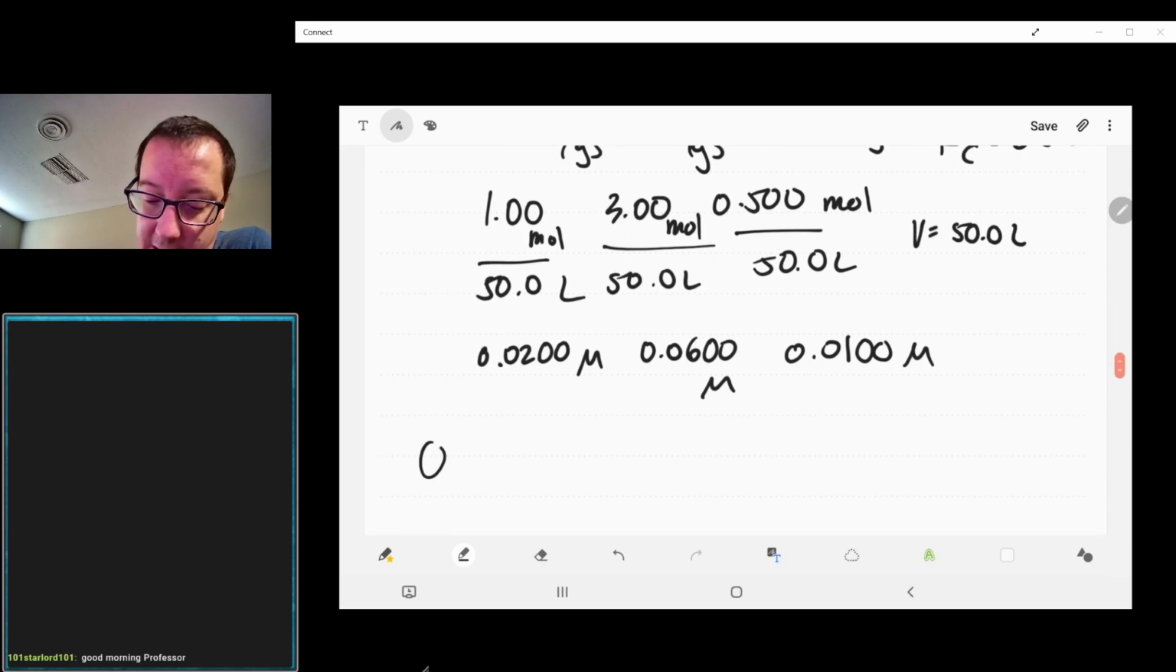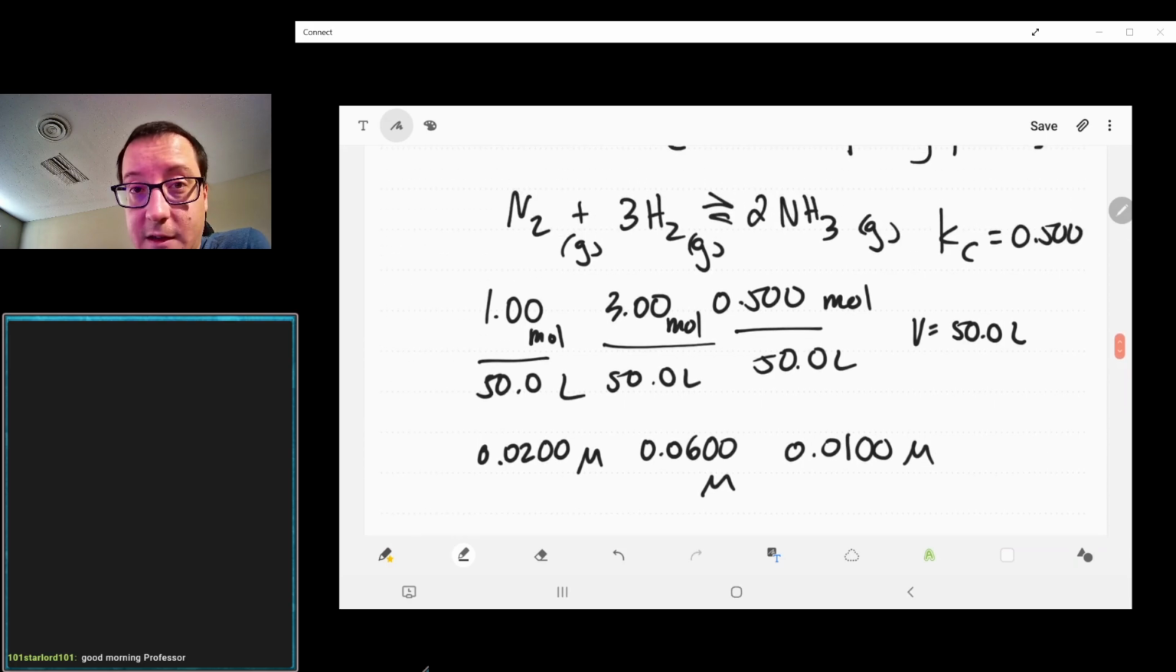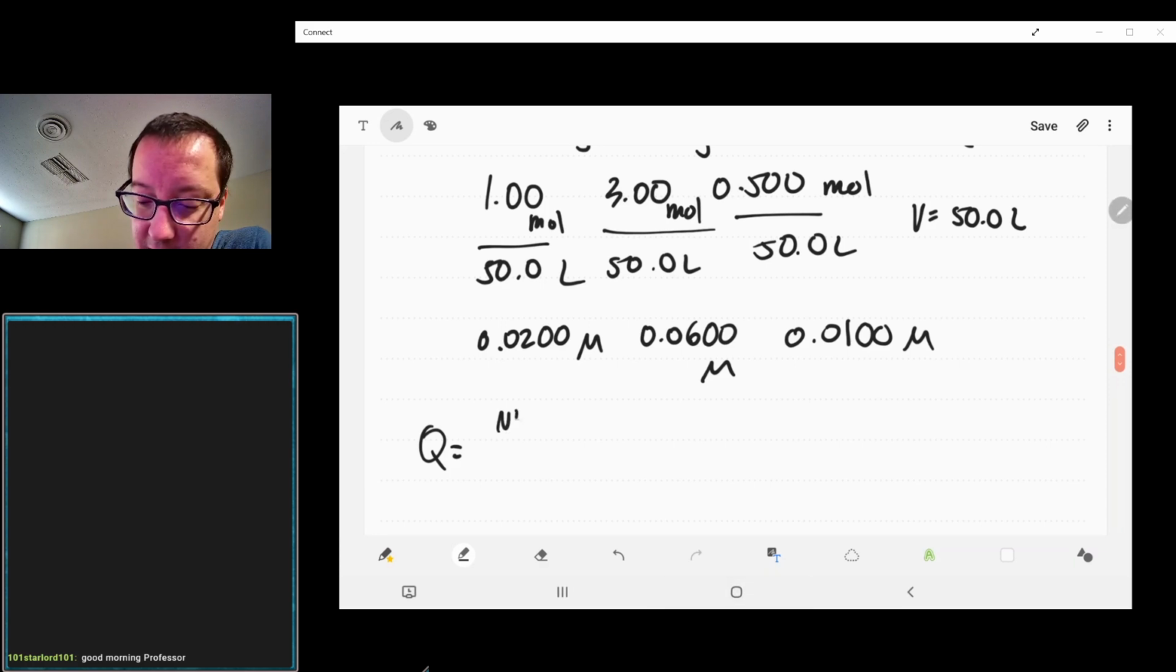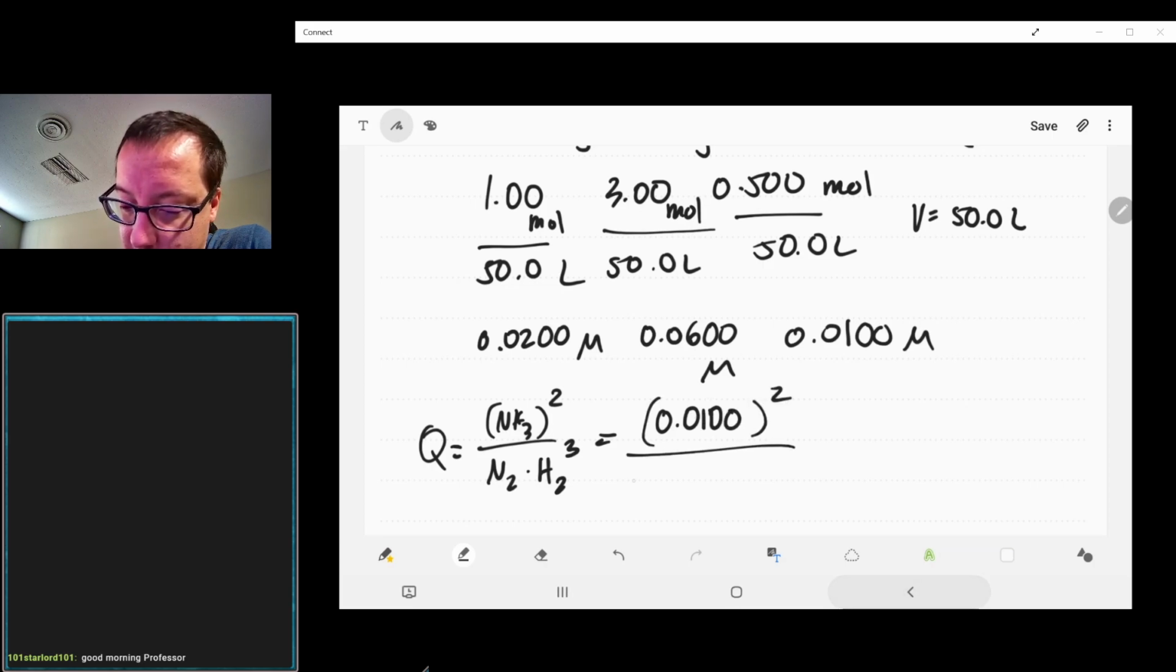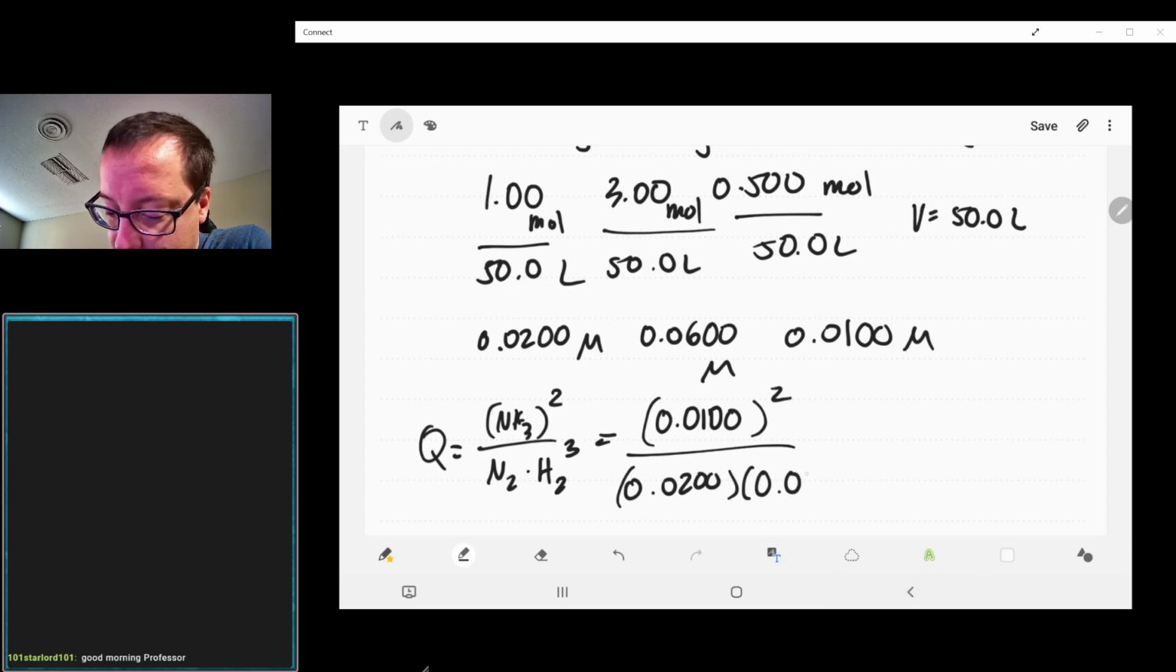All right. If we take a look at Q, it's the same way of structuring Kc. So we're going to say that it's going to be ammonia squared, and then we have nitrogen and hydrogen at the bottom. If we do this, we get 0.01 squared, 0.02, 0.06 cubed. It's a really ugly cube. We'll fix that.